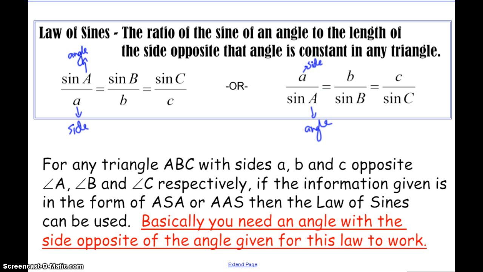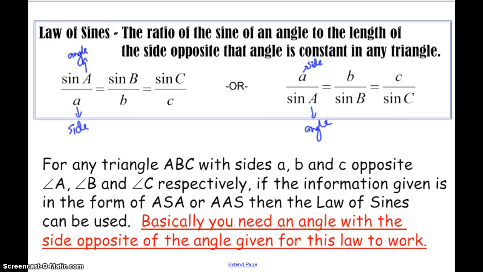For any triangle ABC where my sides are A, B, and C, opposite my angles A, B, and C respectively, if I have angle side angle or angle angle side, the law of sines can be used, because I will have an angle and the side opposite that angle, so I will have one of my ratios. I'll either have my ratio side A, angle A, or side B, angle B, or side C, angle C. One of those three pairs I will have to have. Let's look at what that looks like as an example.